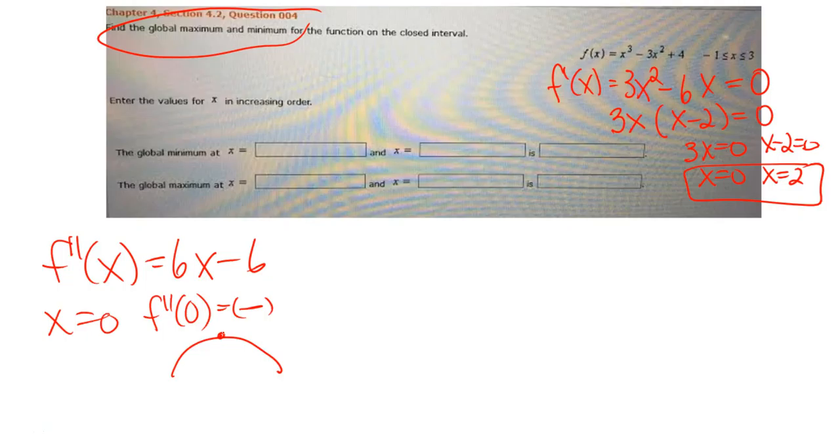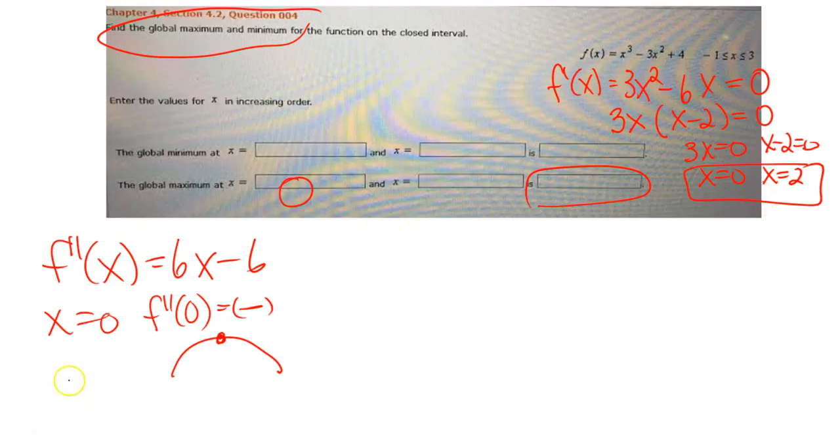If it's concave down, did I do that right? Yeah. Okay. At x equals 0, it's negative. That means concave down. So this should be a maximum. The global maximum is at x equals 0. Okay, we're going to figure that out in a minute, because we want to check the edges, don't we?